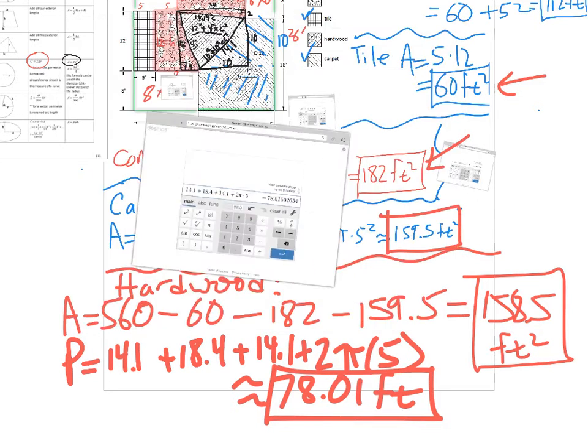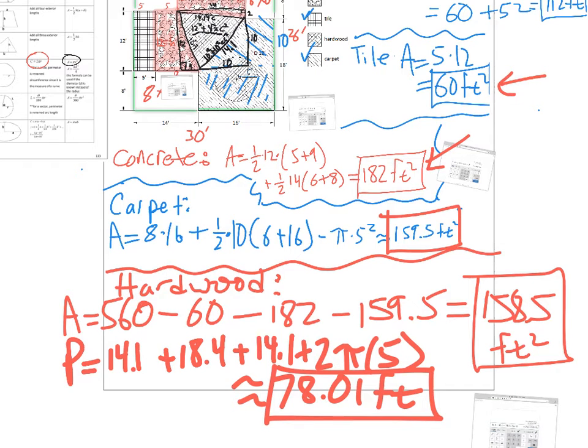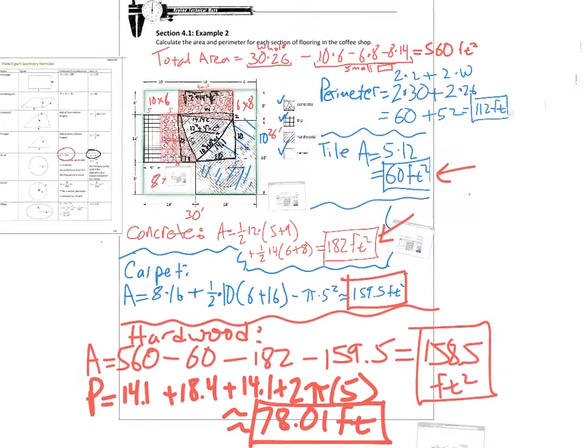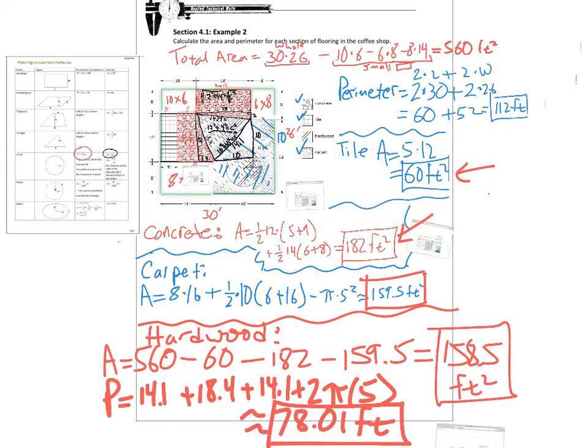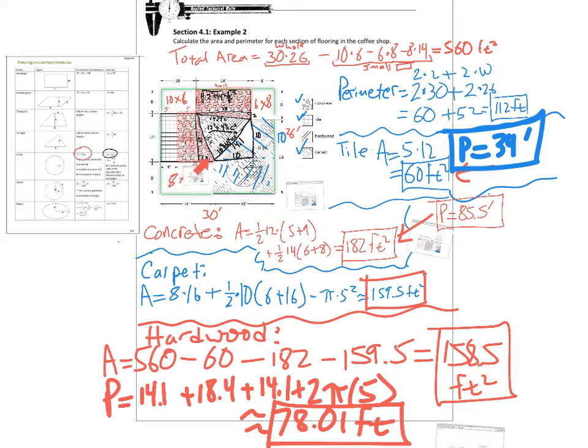All right. So the other ones here, I'm going to let you work them out. Here's some answers. For the tile, we get 34 feet here, okay? For the concrete, if we add all these up here, we're going to get 85.5 feet.